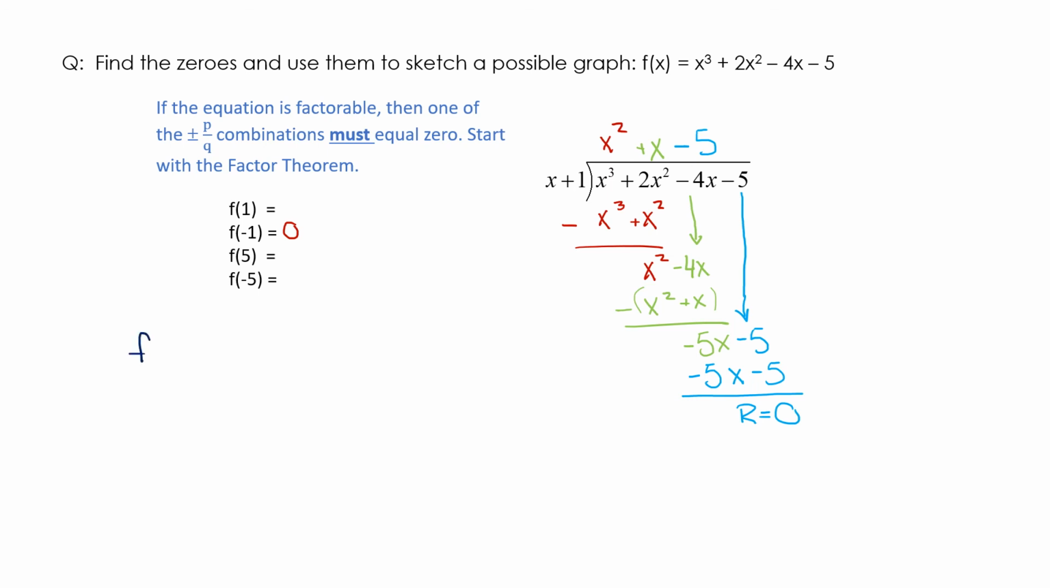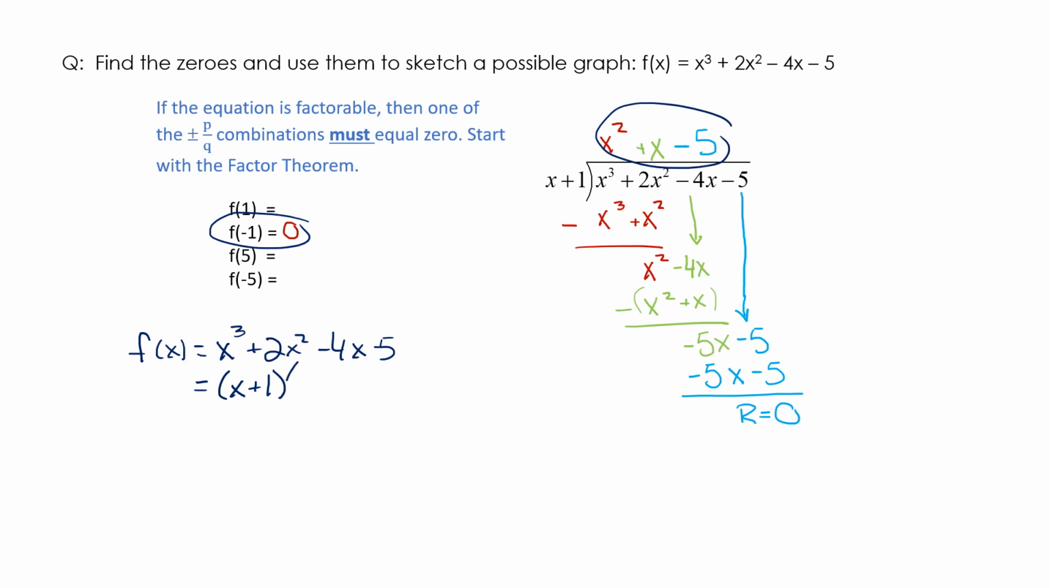So what I've got is f of x equals the original cubic, x cubed plus 2x squared minus 4x minus 5. The first factor I got right here was x plus 1. And the quotient from that is x squared plus x minus 5. So take a look at what I have here. My trinomial. Is there anything that multiplies to -5 and adds to 1?